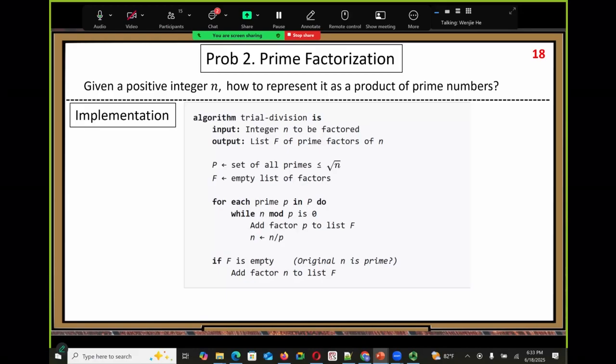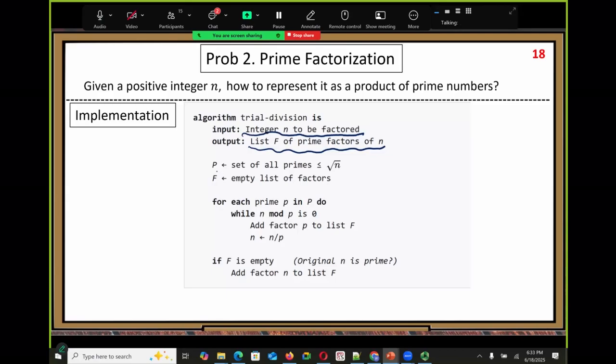Trial division algorithm. Input: a positive integer n to be factored. Output: a list capital F of prime factors of n. Later, in my project description, I need to describe the format of this list, because when you write a list, you want to keep some format.